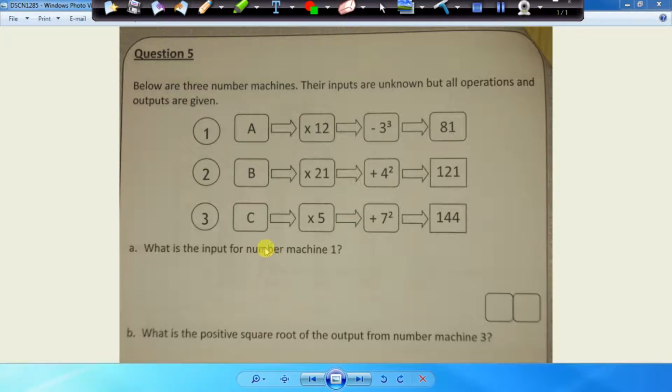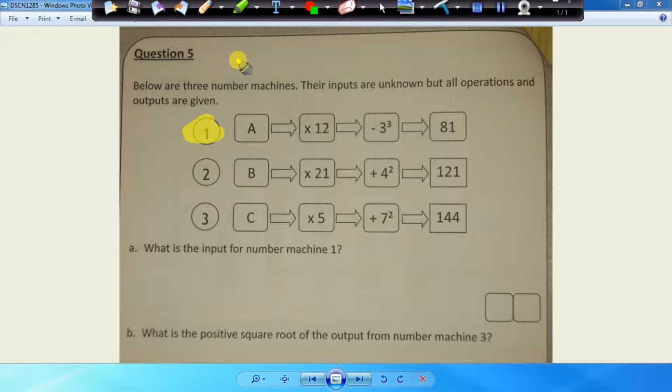Question 5. Question 5a. What is the input for number machine 1? So we are looking at number machine 1. Something times by 12, take away 3 cubed, will give us 81. What's 3 cubed? 27.